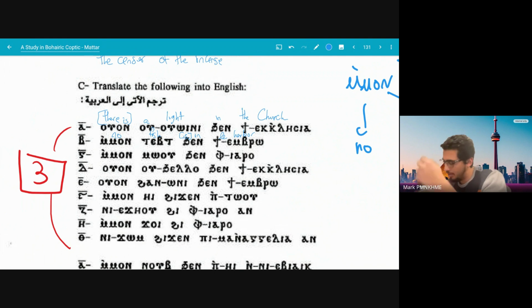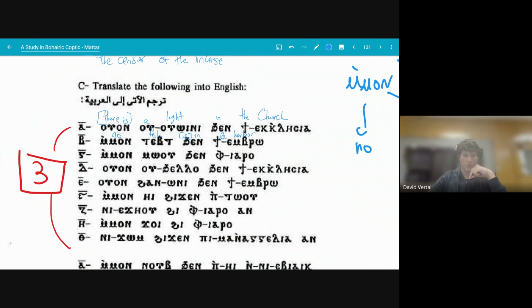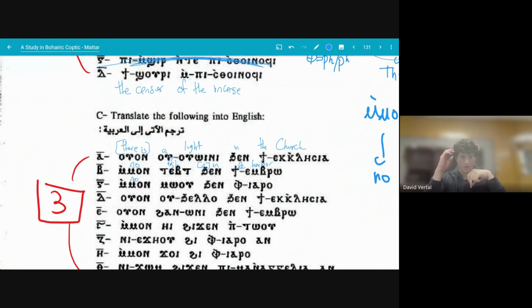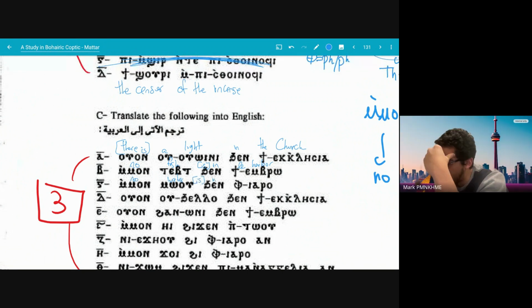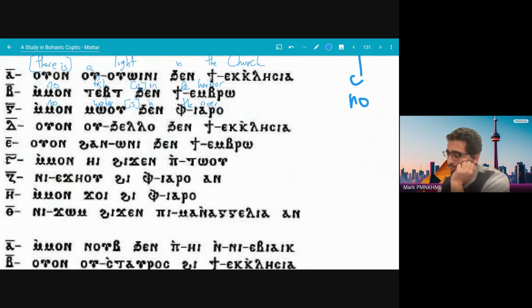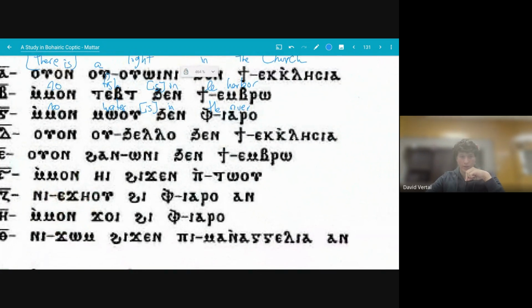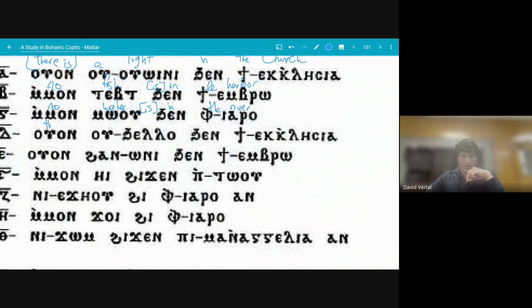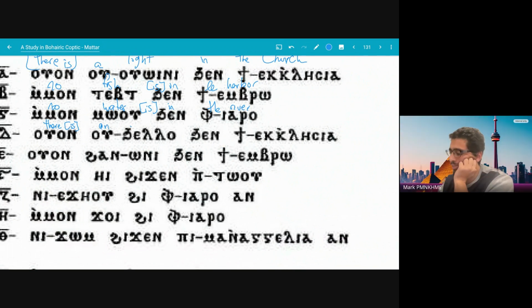Give me one more. Emon moochen piaro. No water is in the river. Yes, in the river. All right. Give me another last one. One uchelo genti ecclesia. There is a elder in the church, male elder. Yes.